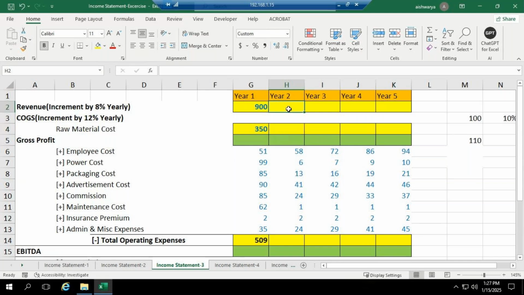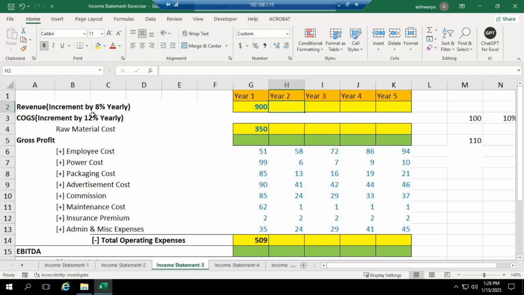Now here we have the data, that means we have the problem here. Year 1, year 2, year 3, year 4, and year 5. Five years are there. In this we have the sales. What is the format here? The revenue or the sales we have to put here. In brackets they have given: increment by 8% yearly. That means the sales is increasing 8% on a yearly basis.